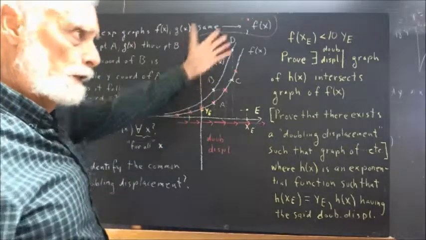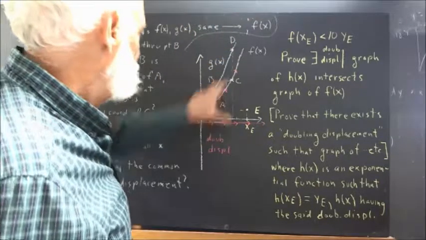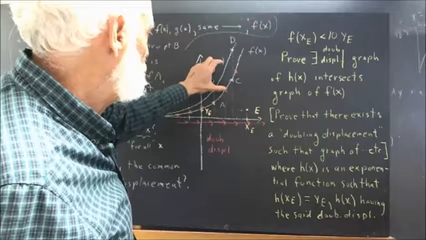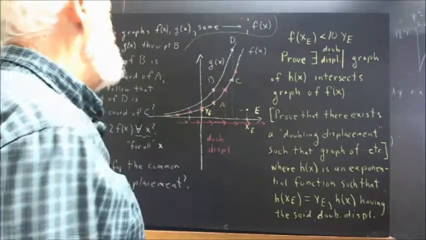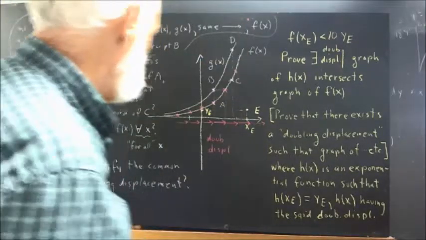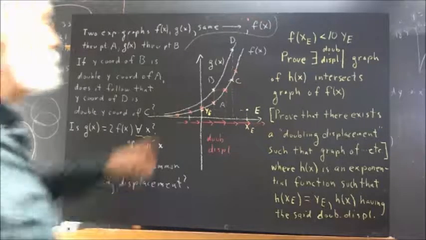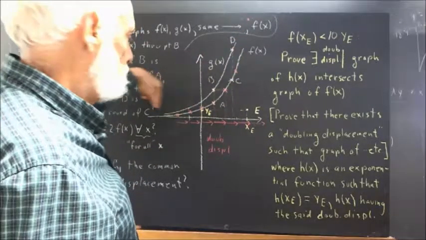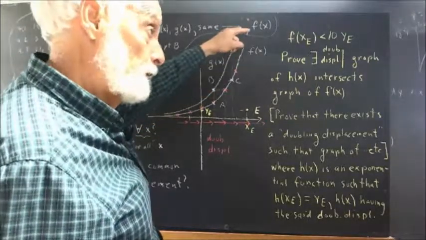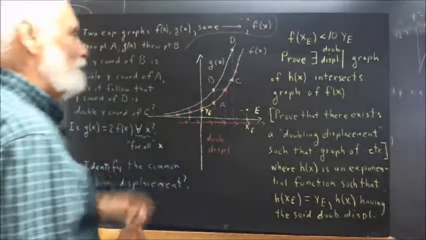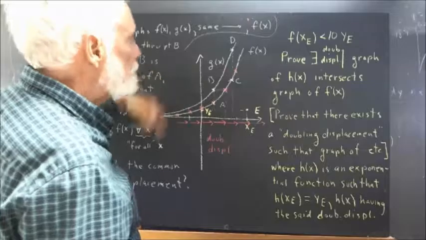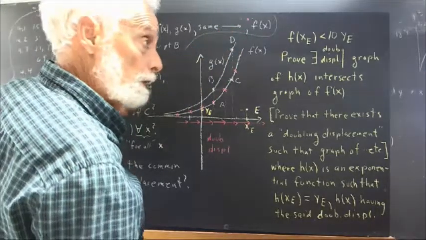Now I haven't drawn the graph with complete accuracy. This really doesn't look like it's double this. It's pretty low, so I kind of screwed the graph up when I drew it. It should have been steeper. But still, we now have a set of points, and at each of these points, the value of g of x has to be double the value of f of x.